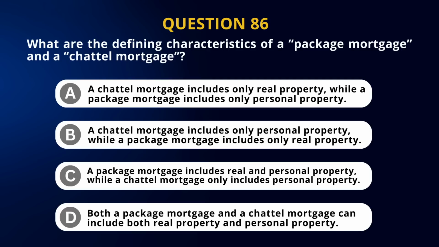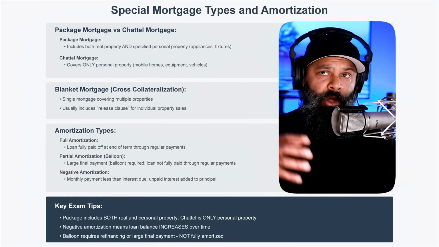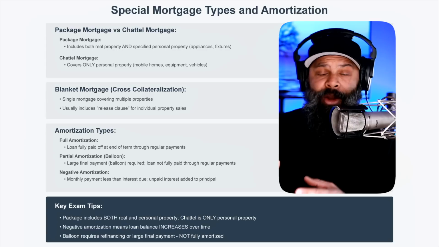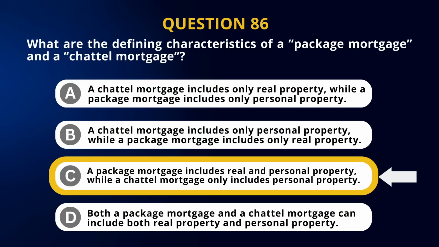And the answer is letter C, a package mortgage includes real and personal property, while a chattel mortgage only includes personal property. So these are two legitimate types of mortgage loans. Package mortgages will include security on personal property items as well as real property items. And then chattel, another word for chattel is personal property. So a chattel mortgage is only financing for personal property effects. And so letter C is the answer to this question.